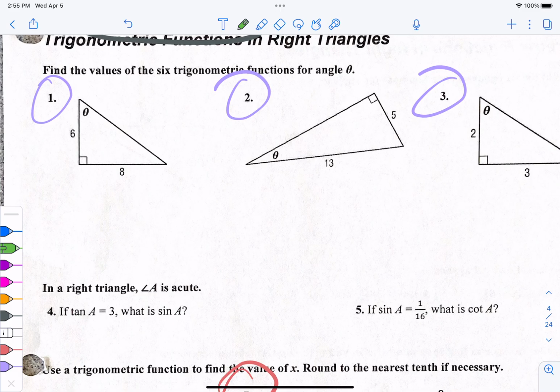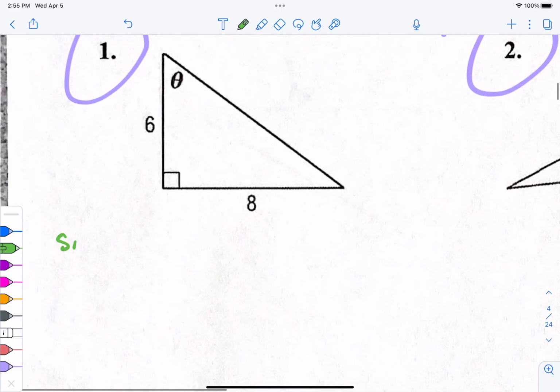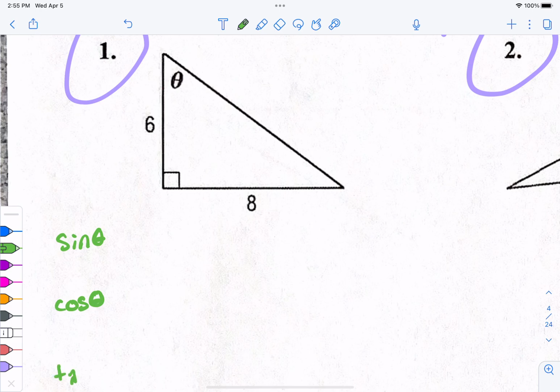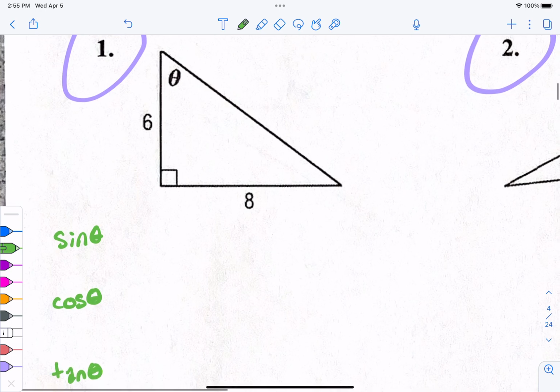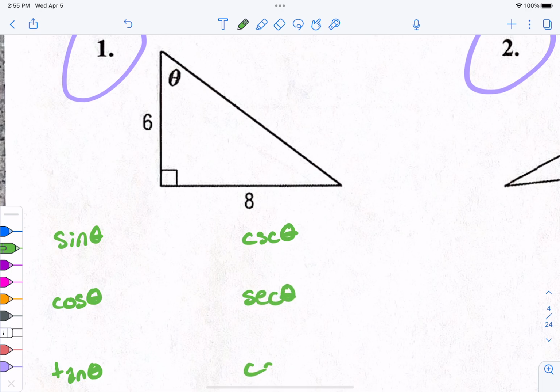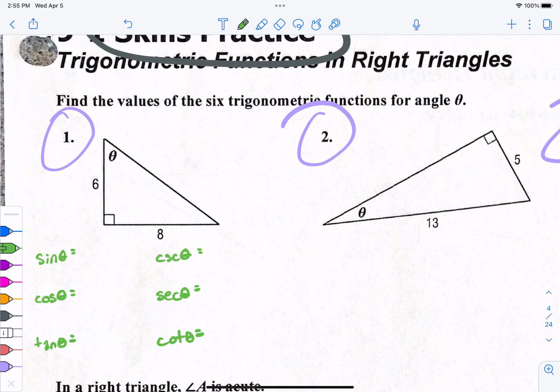Now, the pain part is that you have to do sine of theta, cosine of theta, tangent of theta, right? Then you have to do cosecant of theta, secant of theta, and cotangent of theta. You have to do all 6 of them for each problem, which is a pain. Right? And you'll have to use the Pythagorean theorem to find out what the third side is.